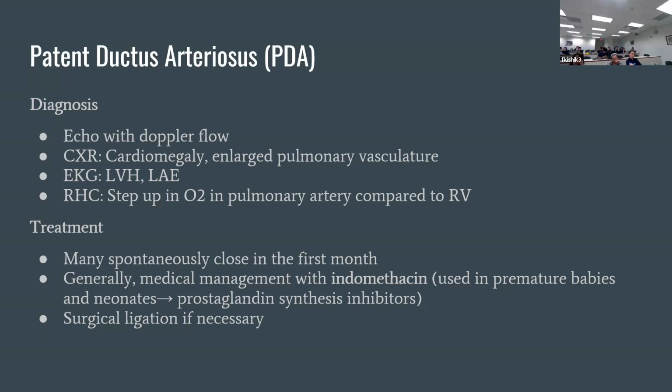Again, small ones close spontaneously in the first month of birth. Generally, this is medical management with indomethacin, used in premature babies and neonates. So prostaglandin, when the baby's in utero, will keep the ductus arteriosus open, and indomethacin blocks that prostaglandin synthesis. So it'll sometimes close via indomethacin because it can block that. Sometimes it needs surgical ligation.